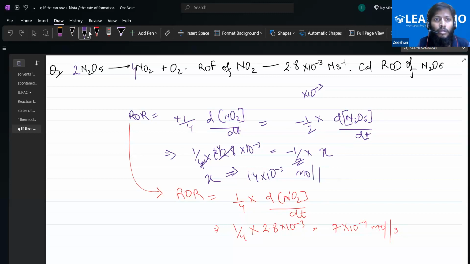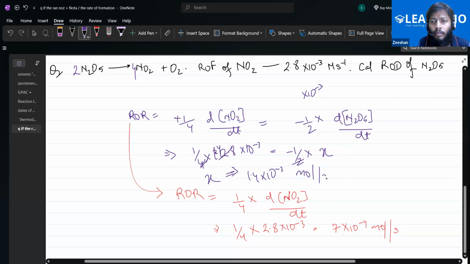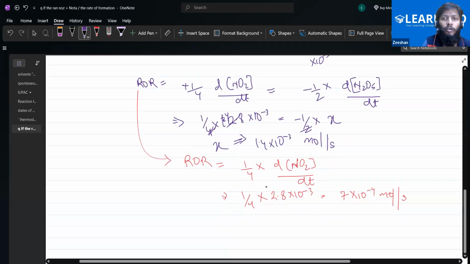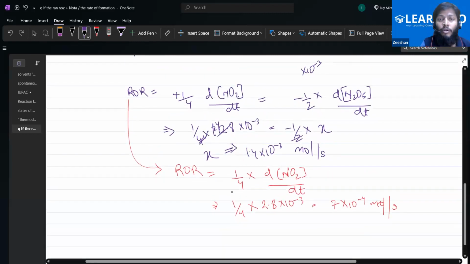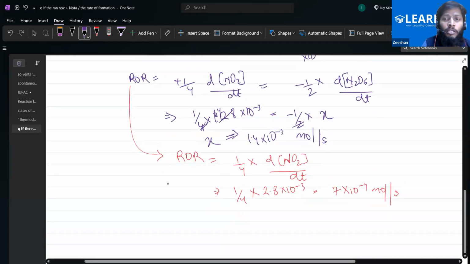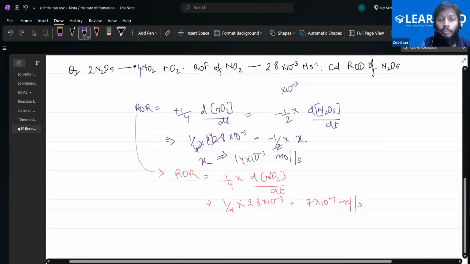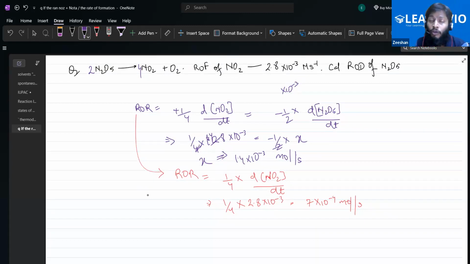Mamuna, any confusion? No, sir. Zaina? Yes, sir. Got it. Okay, so for the rate of reaction, rate of disappearance or rate of formation, there will be no confusion. Just solve them independently. If you solve them independently, you will not get confused and the answer will always be correct. Okay. Yes, sir.